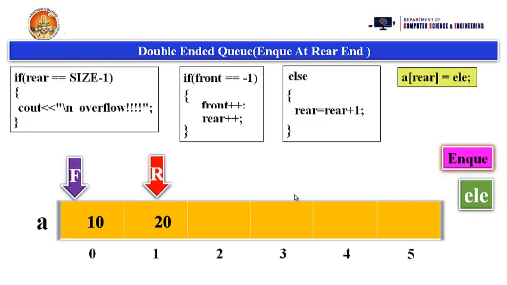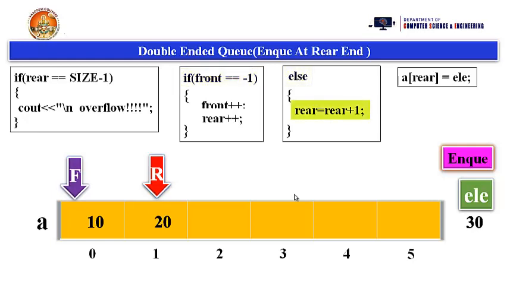Then I want to NQ one more element, 30. Check the condition. If rear equals size minus 1, rear is pointing to the first index position, size minus 1 is 5. Both are not equal. Then go to the one more statement. If front equal minus 1, no, front is pointing to the 0th location. Then go to the else part, rear equal to rear plus 1.